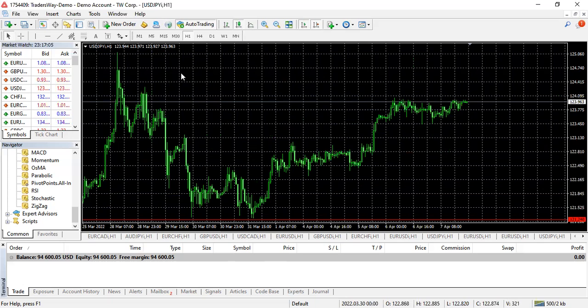So they mostly trade on short time frames. As a scalper, you trade on short time frames. You can trade on 1 minute, 5 minutes, 15 minutes, 30 minutes. So that is the scalper.